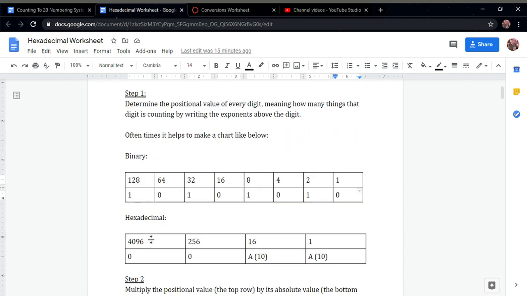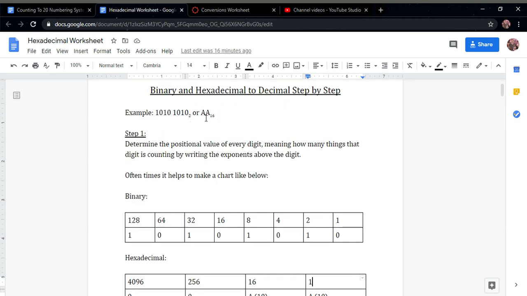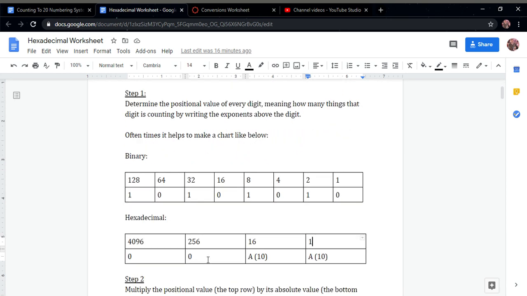If it's hexadecimal, make a chart of the exponents of 16. Remember to start with 1, because 16 to the 0 power is 1. So 1, 16, 256, 4096. And then fill in the numbers. So up here we had AA. But here we have 0, 0. So these are zeros, AA. We only have 2 digits, so we don't need to worry about the 256, 4096.